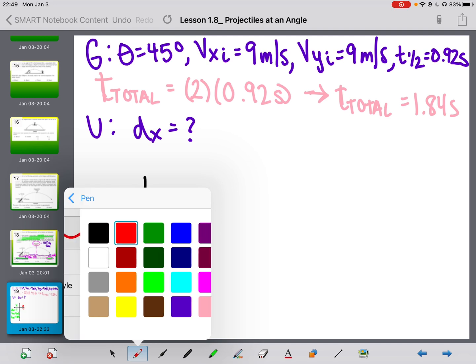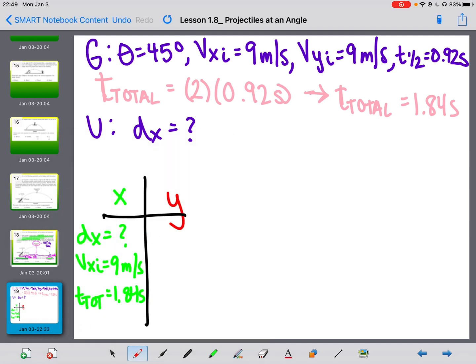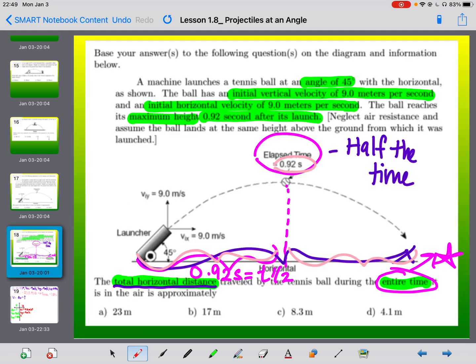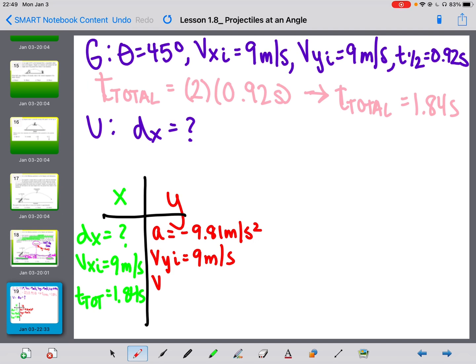Okay, we should still take the time to label out the y column, so we know that the acceleration is going to be negative 9.81 meters per second squared. We know that Vyi equals 9 meters per second. We know that at the top of that parabola, if we go back to the diagram, so at the top right here, Vy is going to equal 0 meters per second. So we can write that down. Vyf equals 0 meters per second. And then time 1/2 equals 0.92 seconds. Okay.